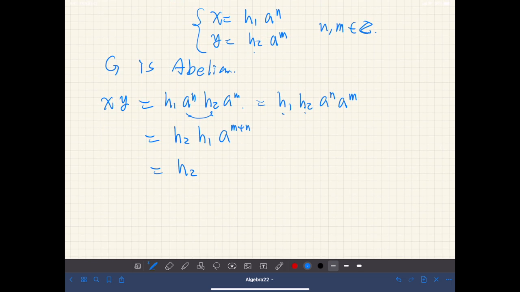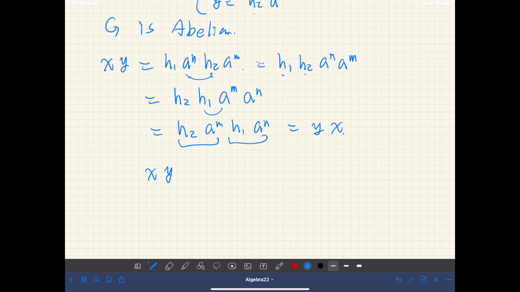And h2, and let's see, h2 to the power of m and h1 to the power of n, can they commute? Of course. So let's swap these, and we get a^m h1 a^n. Now this is equal to y times x. This part is y and this part is x. So any pair of elements x and y commute. Therefore, G is abelian.